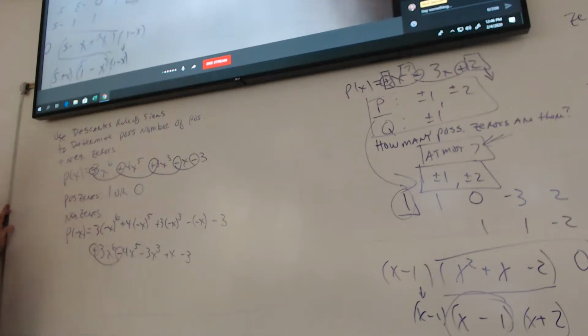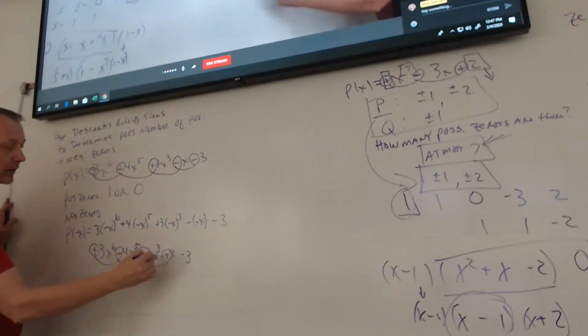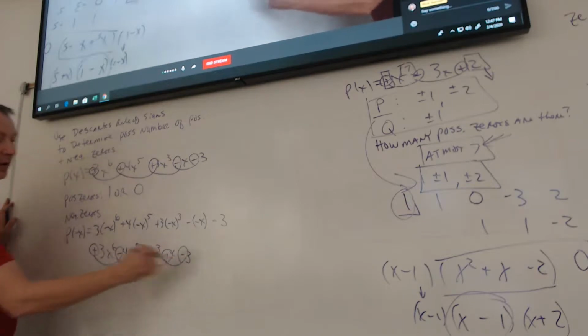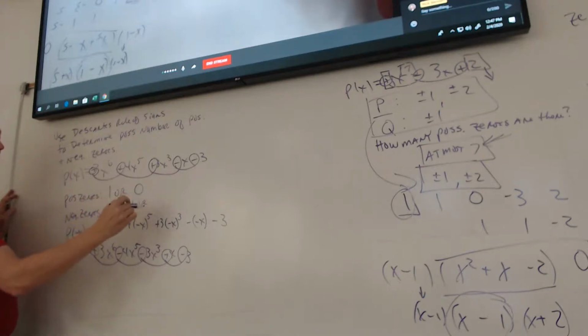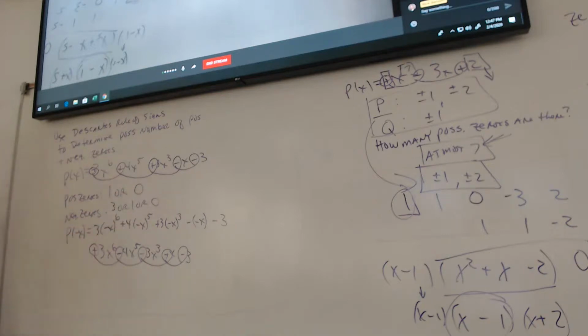Do I have a change in sign? Yes, so that's 1. Still 1, 2, 3. Okay, so the possible number of negative zeros are 3 or 1 or 0. Okay, now how many possible zeros am I going to have? 6. Okay, at most only 4 of them are going to be real. 2 of them are going to be imaginary. And we will find those imaginaries, but we're not going to worry about that in section 3.4.